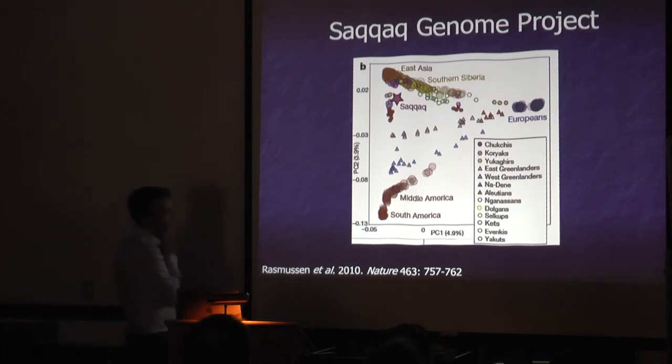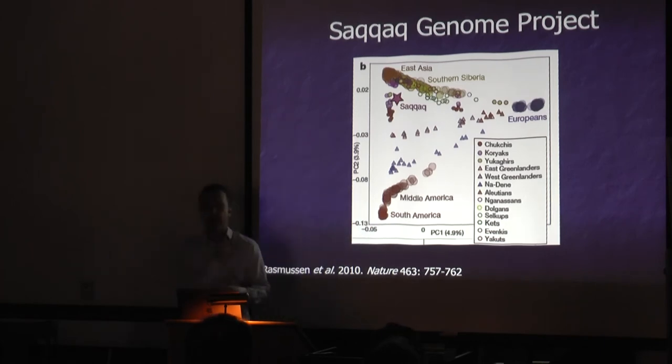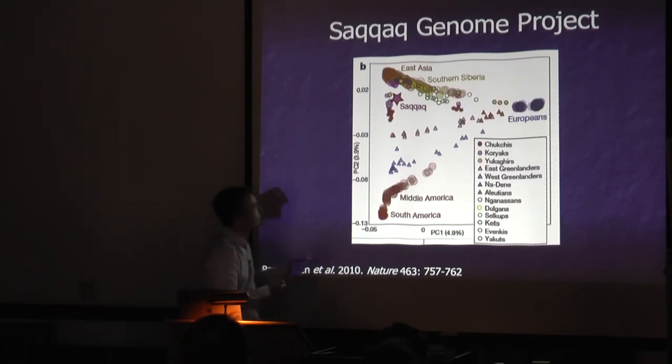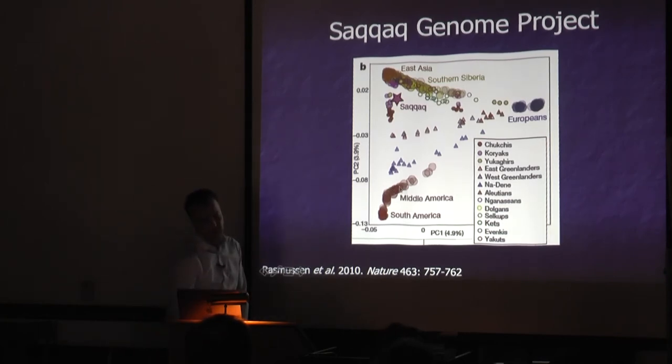It takes major axes of variation in your data and then summarizes geographically the different individuals you have that relate to these major axes of variation. And you see here, there are reference panels from people from the Americas, Europeans, East Asians, and South Siberians. And then you also have some East Siberians here, and then if you put the Sakak sample on, it falls right here, near the Siberians.